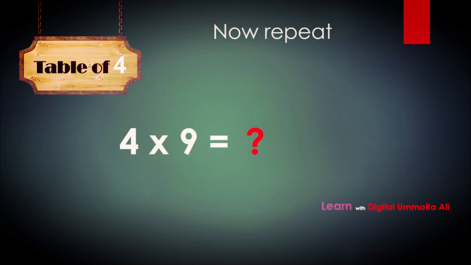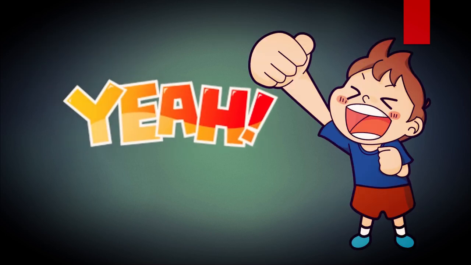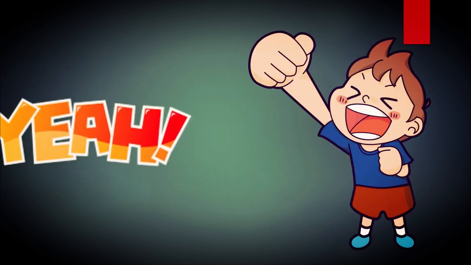4 nines are, yes, 4 nines are 36. 4 tens are 40. So simple. Yes. Now I have already learned the table of 4. Yay!